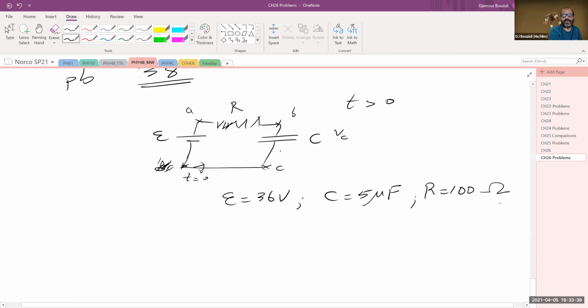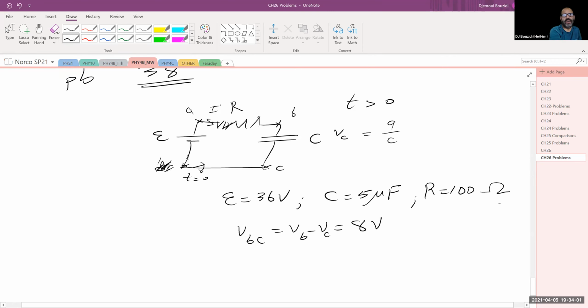Okay, so initially there was no voltage, but after building up a charge over time, there will be a voltage that is usually Q over C. So at some point, VBC, which is VB minus VC, is equal to 8 volts. So the question is, what is the current that is running through the circuit, I? At that instance, it's easy to do.